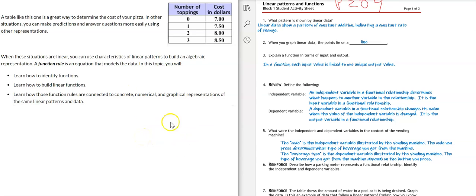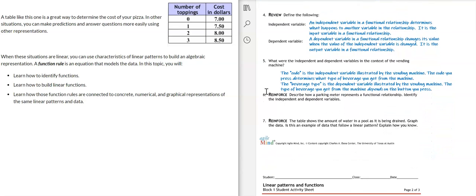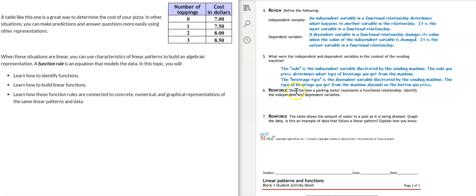All right, now, moving forward, let me give you a little preview of what you need to finish up in your pages over here on the right, as well as in your forms document. Question number 6 says, describe how a parking meter represents a functional relationship. Now you'll have to remember what the definition for functional relationship is, and then you'll identify the independent and dependent variables.